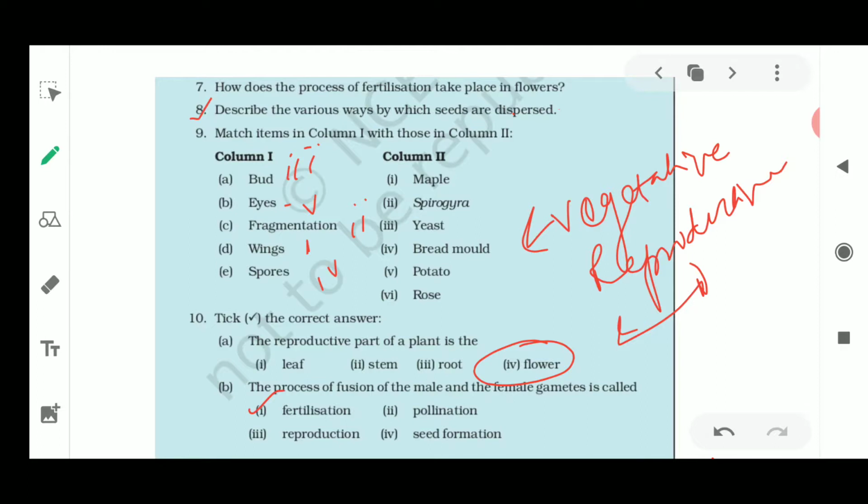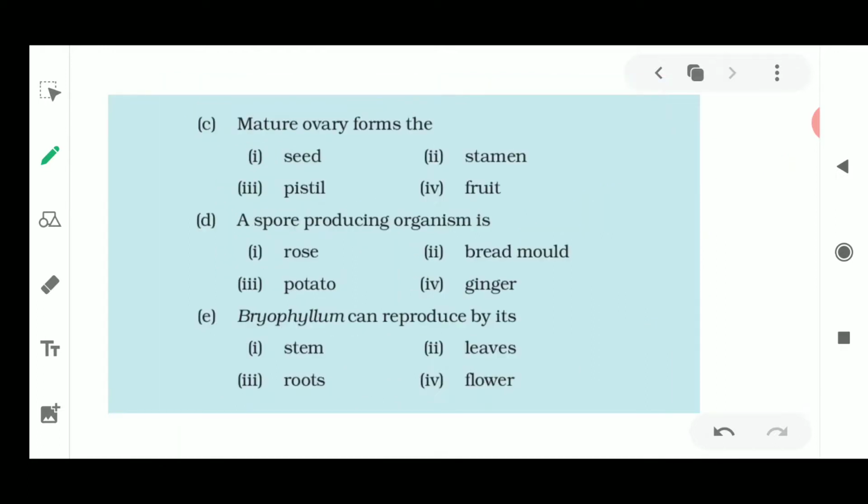Fine. Now next we will move on to the next part, that is matured ovary forms the, what you are going to match it with? Seed, pistil, stamen and fruits. So these are the four options. Mature ovary is always going to form what? So it is going to form the seeds. No. Then stamen, no. Then pistil, no. Already it is present in the flower and it is going to form the fruit. So answer will be fruit.